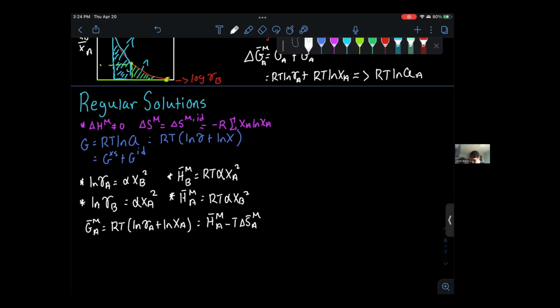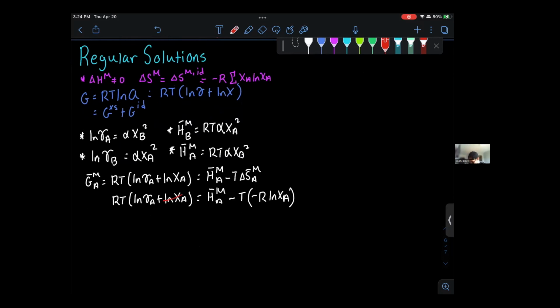We know that the partial molar entropy of S is just equal to the ideal case. So we're going to have minus T times minus R ln XA. And on the right side, we have the same thing. Now look at this. The two negatives turn into a plus, and they're going to cancel out this term. So what do we have now? RT ln activity coefficient of A is equal to the partial molar enthalpy of A.